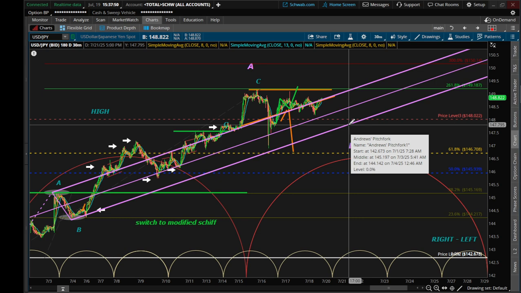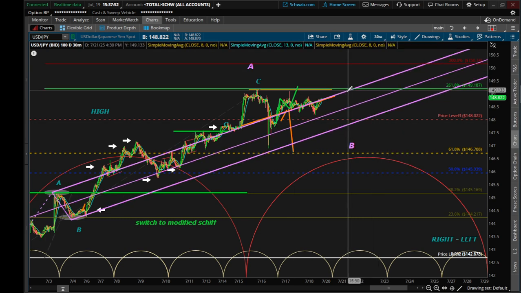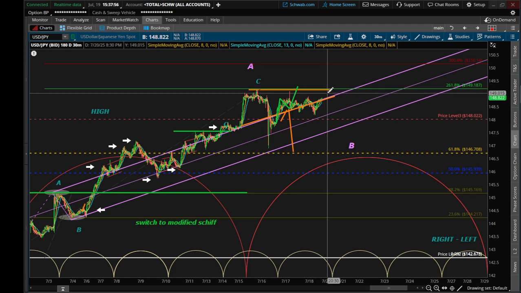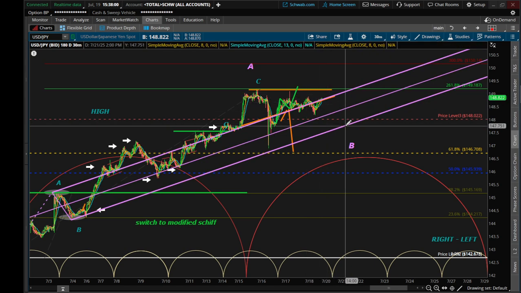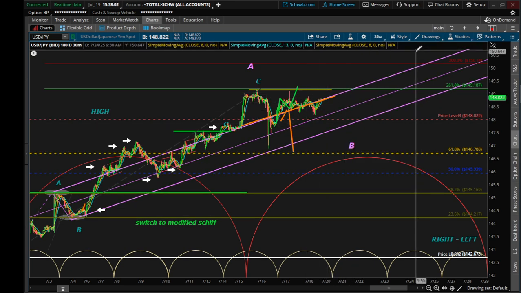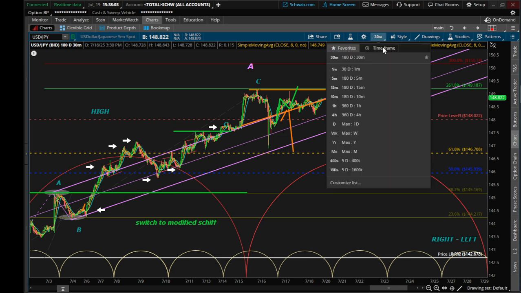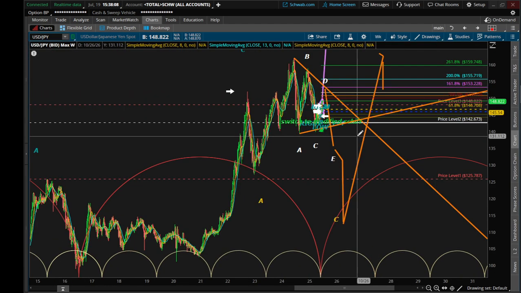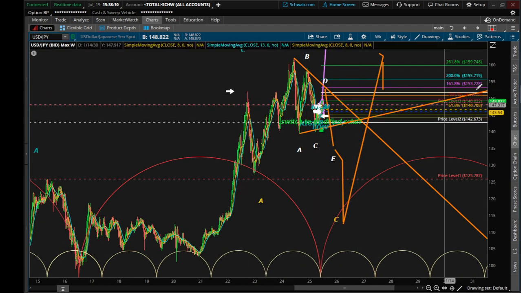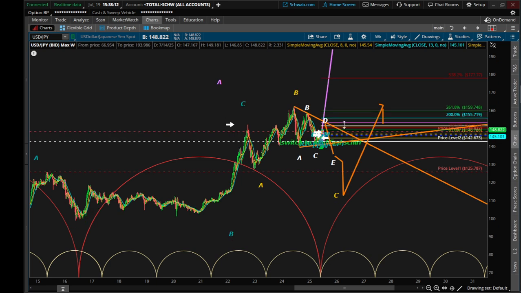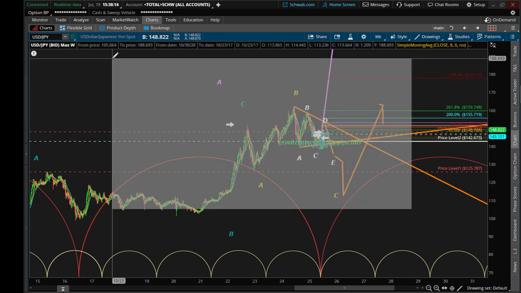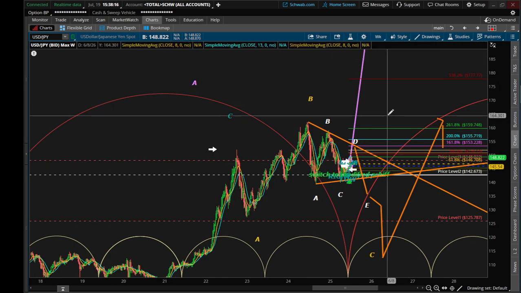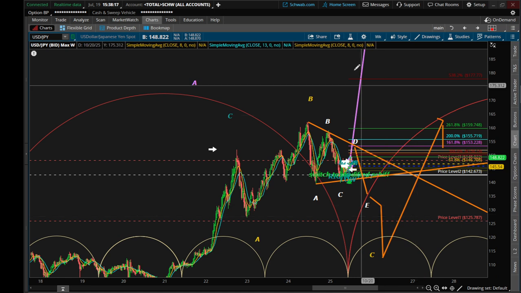Okay, and I think we're looking to break out of this. It's possible we could have a false breakdown and then resume higher. I'm going to switch to the weekly time frame real quick. This is the first time I've showed you the whole picture for this week, but I have an outline of what I think might happen over the course of a few years.